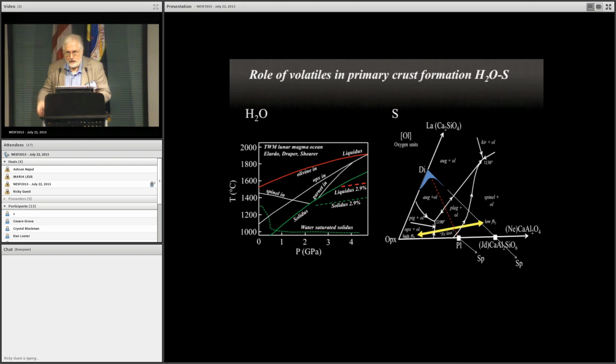So water does have an important impact, but again, on the moon, where you're dominated by H2 versus H2O during differentiation, one perhaps has this sort of relationship rather than this one. The diagram to the right illustrates the impact of sulfur, another volatile element, on crystallization during initial stages of differentiation.